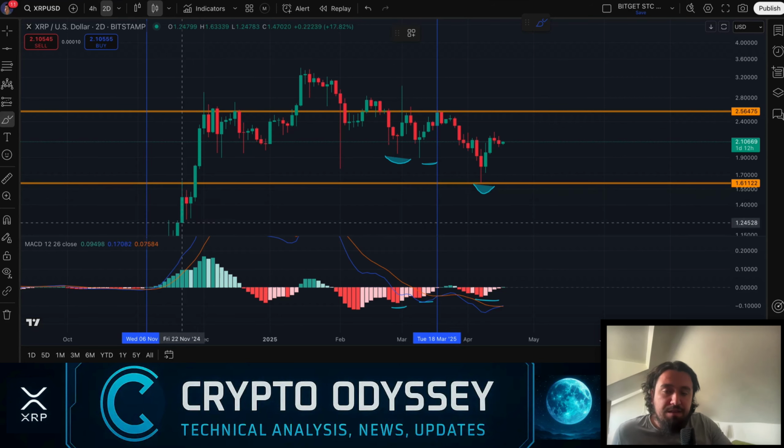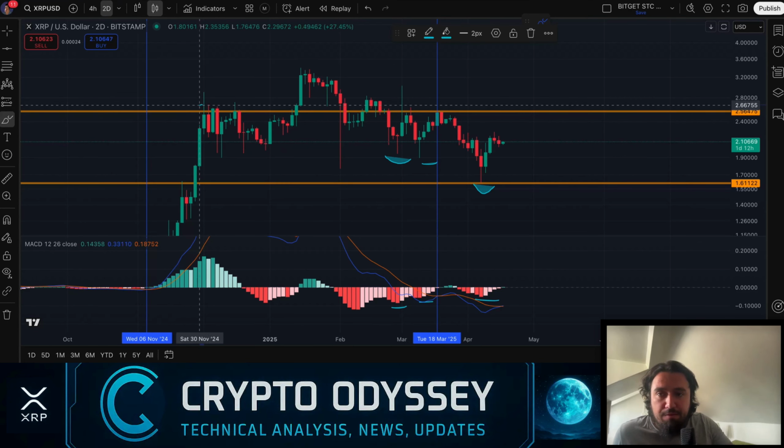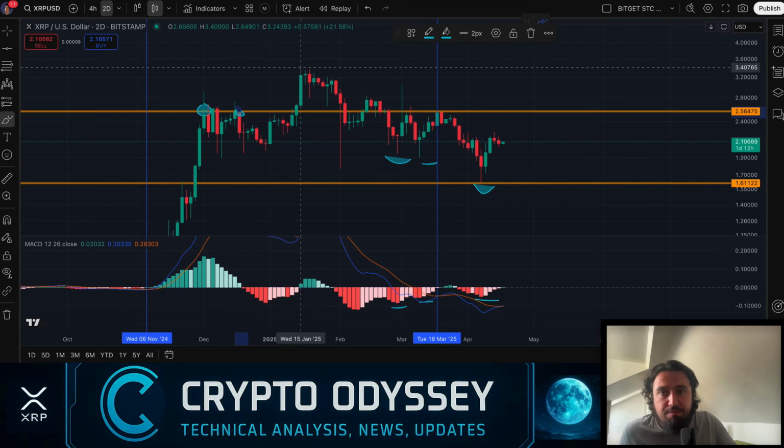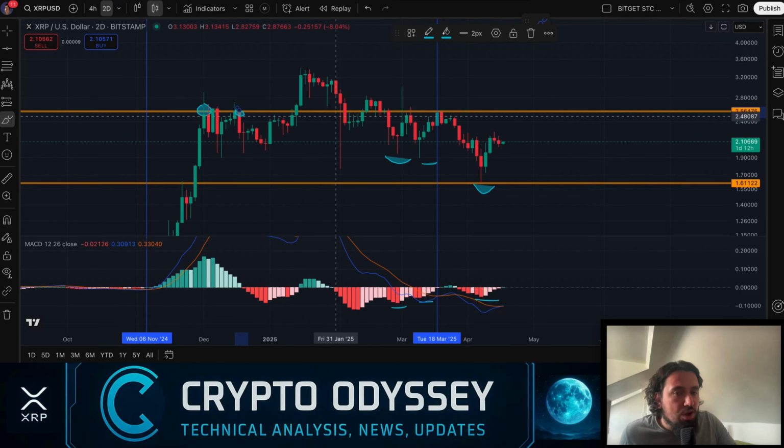In November, when we had this huge move, we came up and we found resistance right here. Came back down. Where did we find resistance? Same spot. Then we came back down, ultimately found a higher low from these previous lows, and then the next time we tried, we broke out. Okay, did we find support? No, we did not. We drove all the way down to the ground.